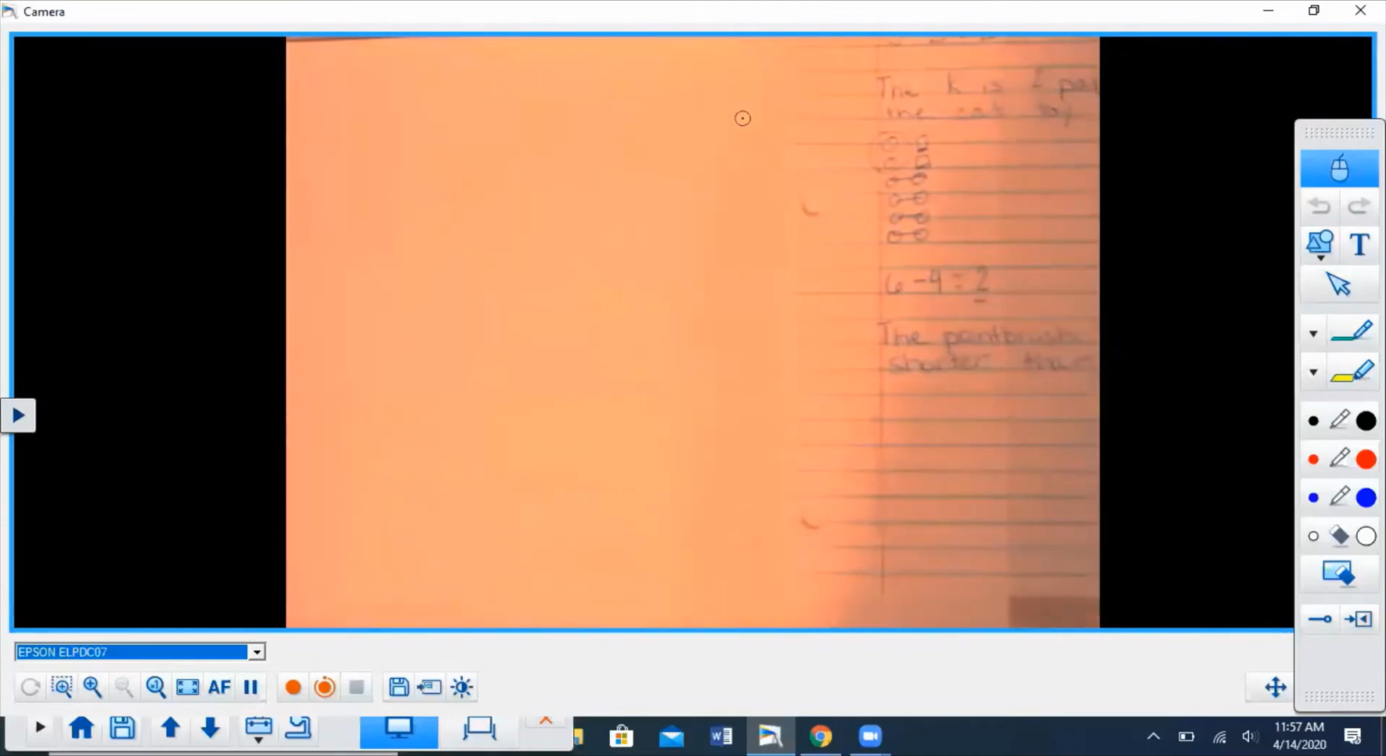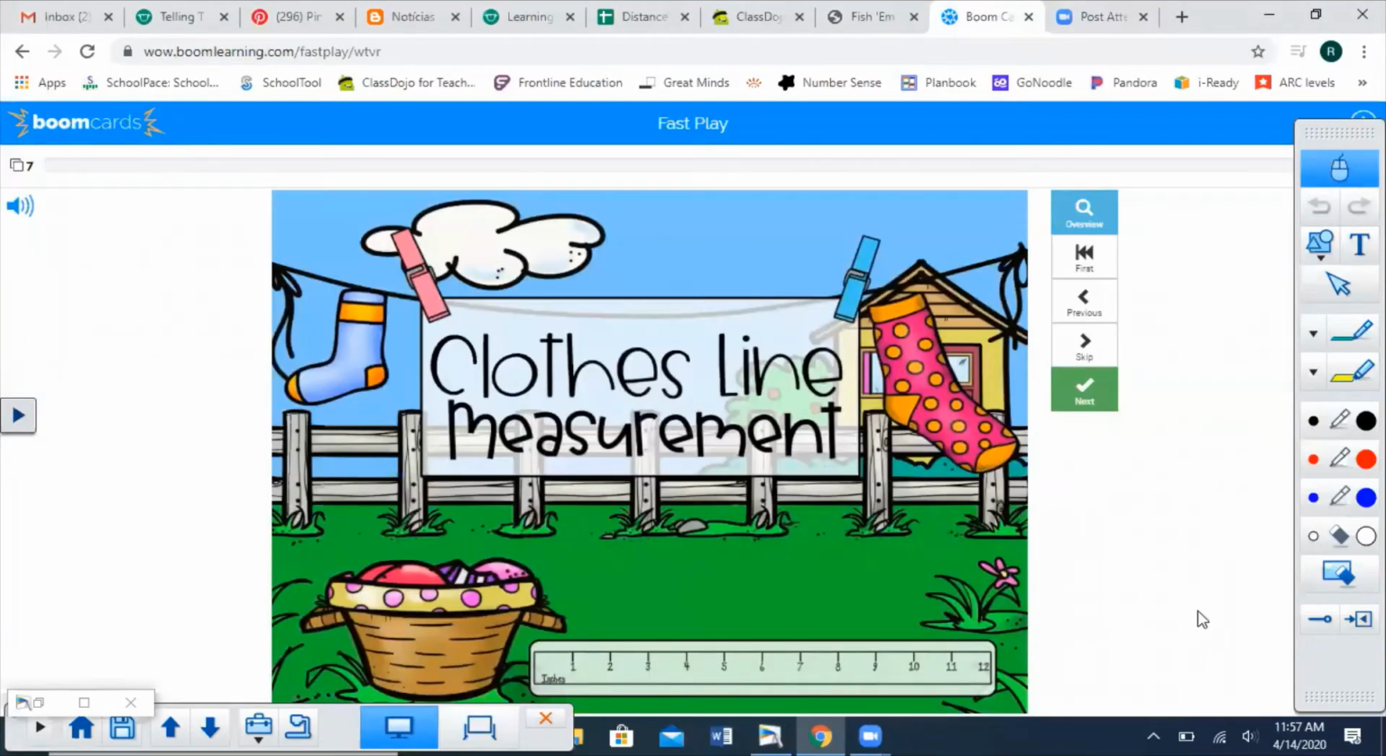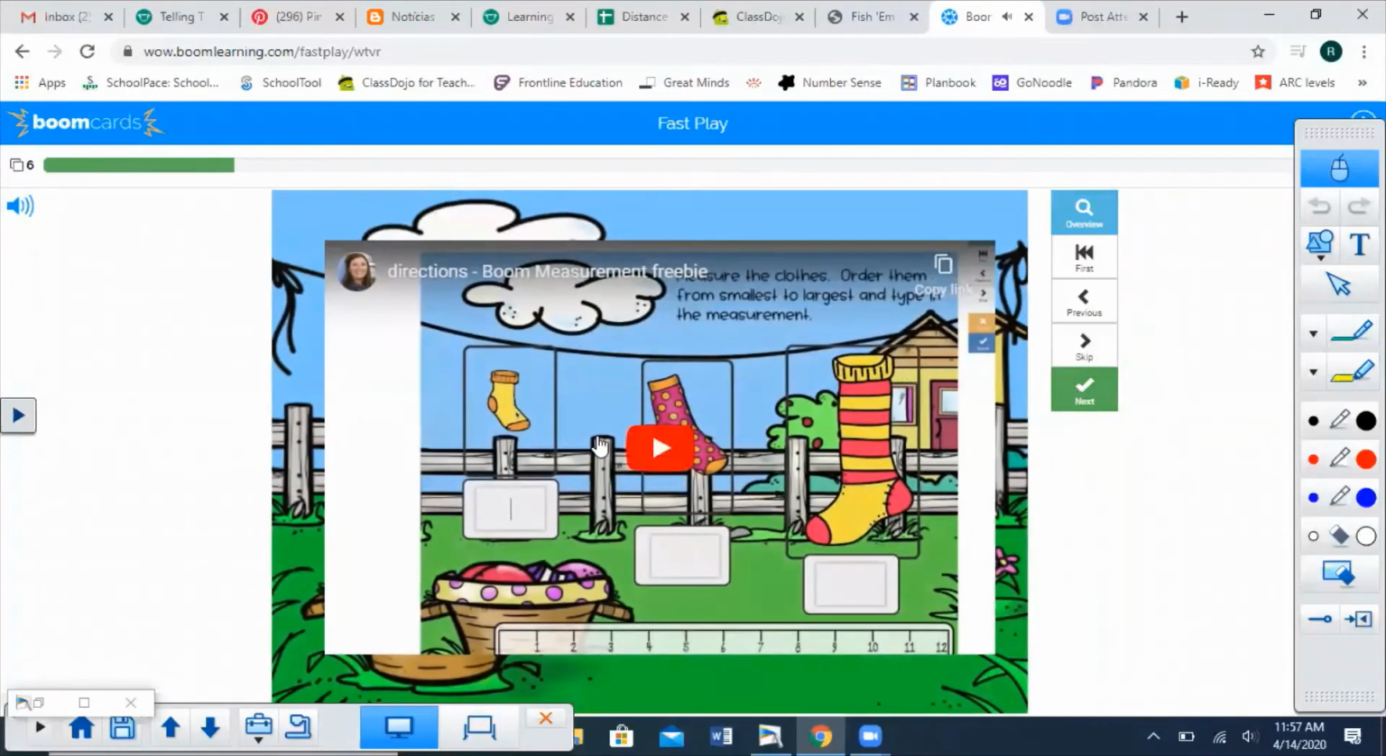This is what I want you to do today. You are going to use a boom card. I know the kids from my class know what boom cards are, but let me show you. Boom cards look like that. And the link I'm going to give you in the comments is going to bring you to this. This gives you directions on what to do, so you can watch that.